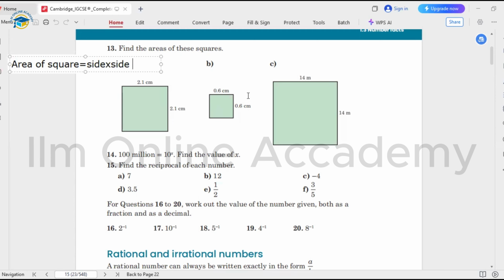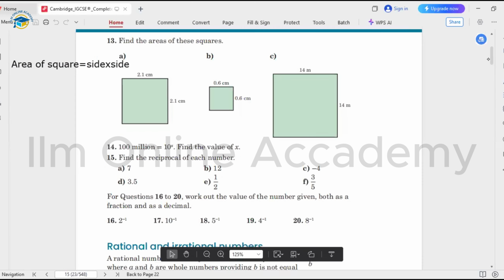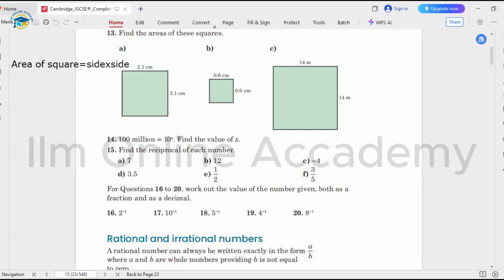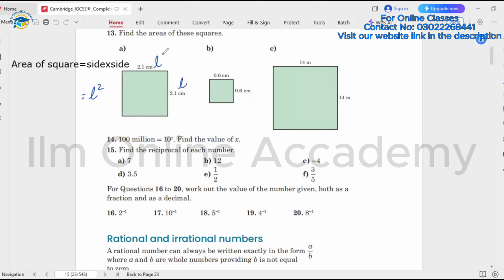For the square we have four sides and all of these four sides are basically equal. So whatever side you pick up, that side will be equal. Like if this has been given as 2.1, this will also be 2.1, this will also be 2.1. You can use L square as well, like one side length you can say is L, so side times side will be L square. So a similar thing will apply.